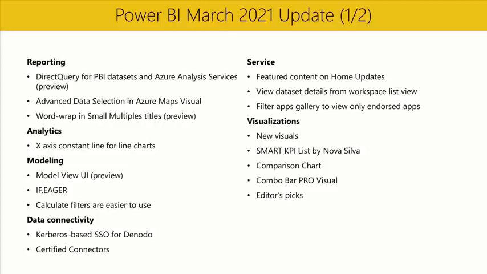This month's editor's picks are the Ratings visual by Mac Software, the Comic Gen visual by Gramina, and the Smart KPI list by Nova Silver. You can find these editor's picks and all of the other mentioned visuals on AppSource.